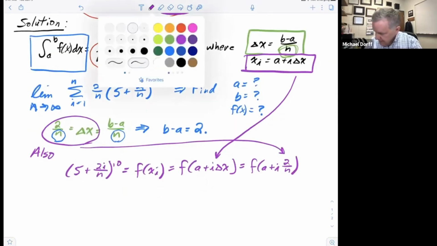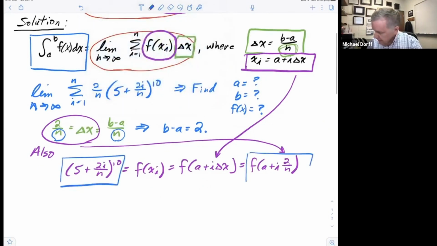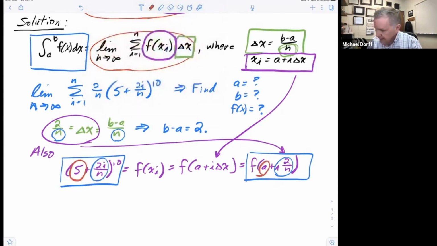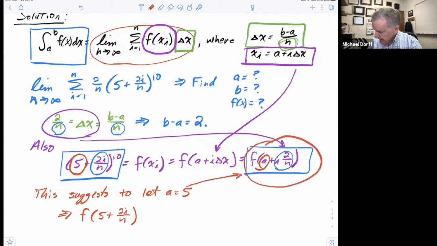I'm going to look at, let's use some blue here, this formula and this formula here. What do I see with those parts? Well, I've got this i times 2 over n and this 2i over n. That's really a good sign. And then I also have this 5 here and this a, right? That's going to suggest that a equals 5. Then f of 5 plus 2i over n, where I'm just taking this formula here and plugging in that a is 5, is going to equal (5 plus 2i over n) to the 10th.